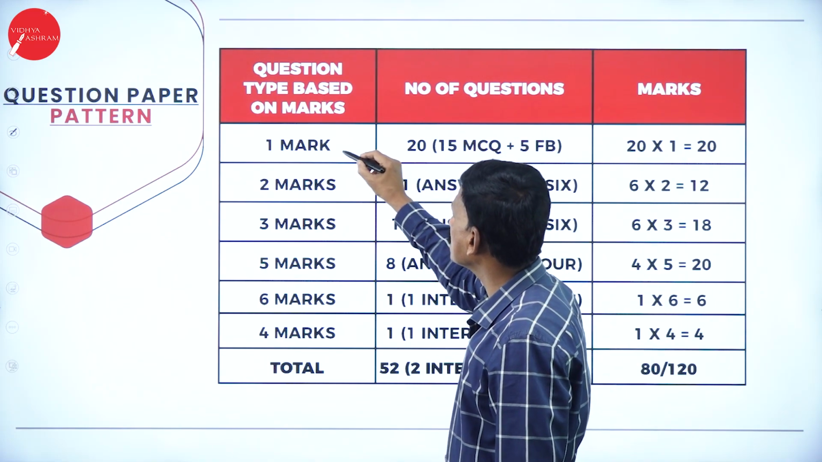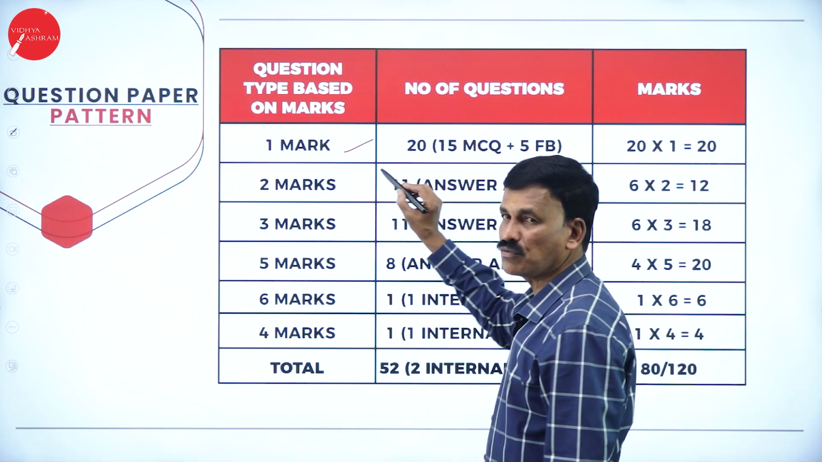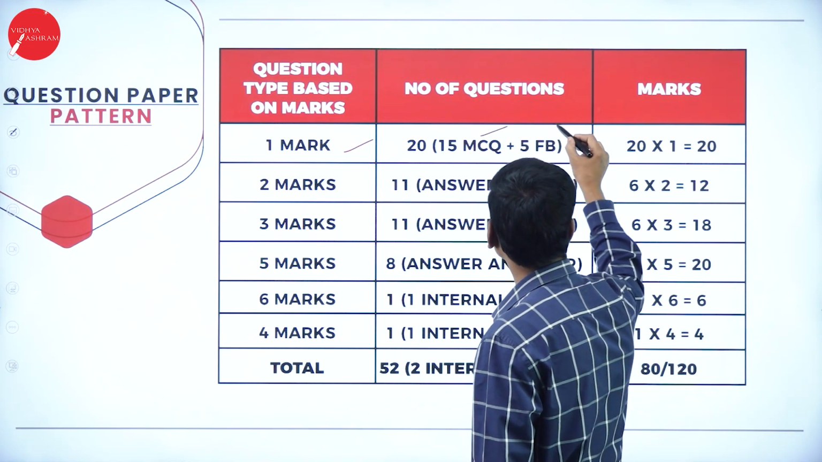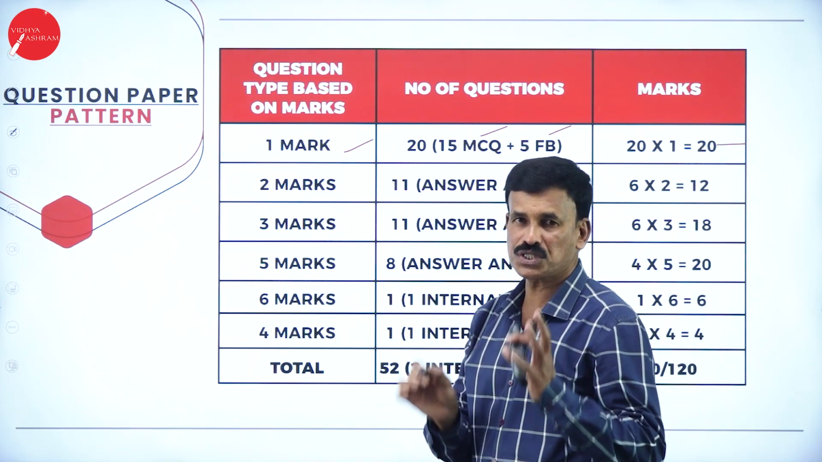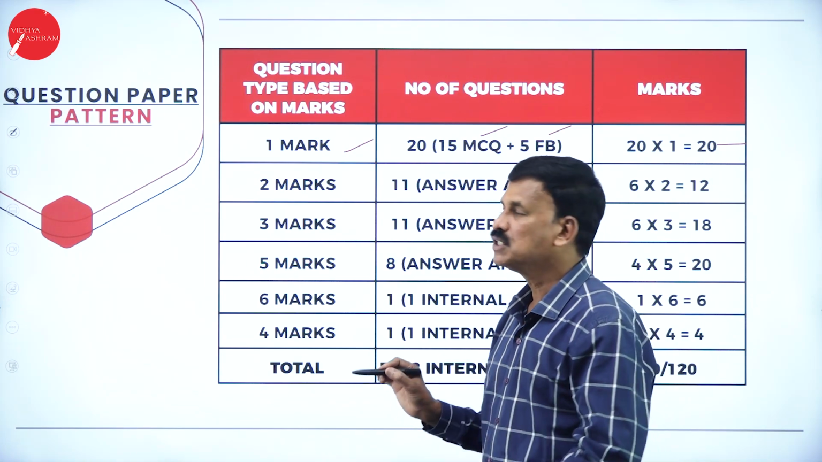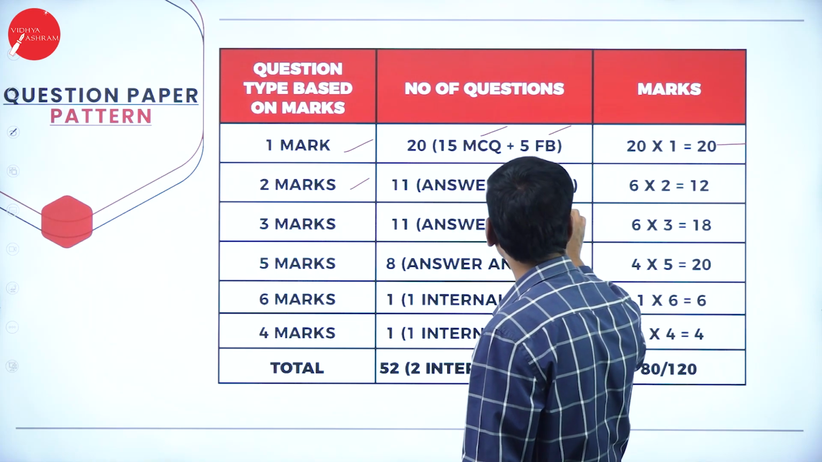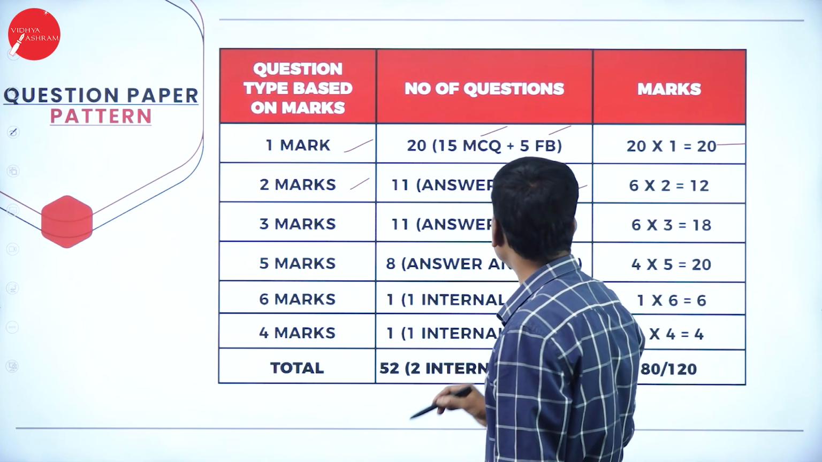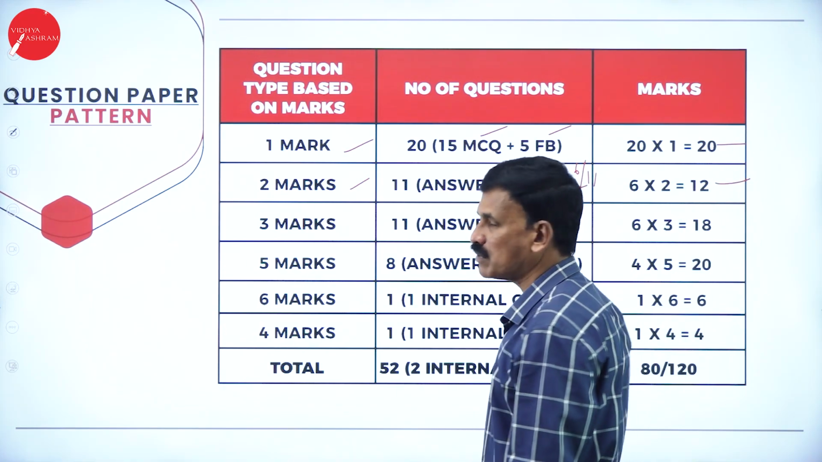So, for 1 mark, the question paper will have 20 1-mark questions, that is 15 MCQs plus 5 fill in the blanks, totally 20 marks. For 2-mark questions, 11 questions will be there. In this you are going to answer any 6. So, 6 out of 11 you will get 12 marks.